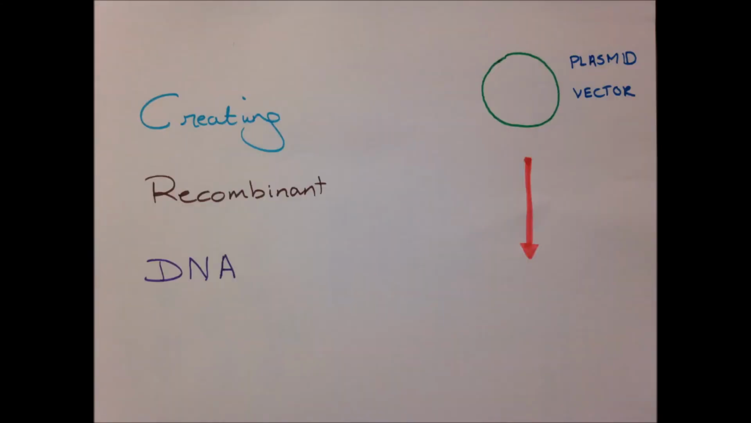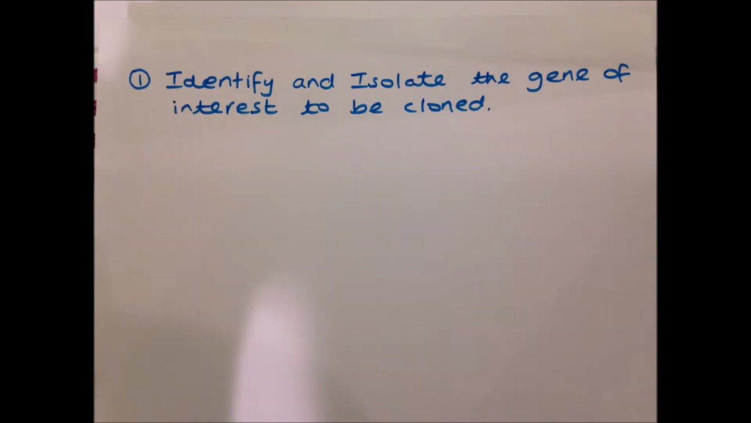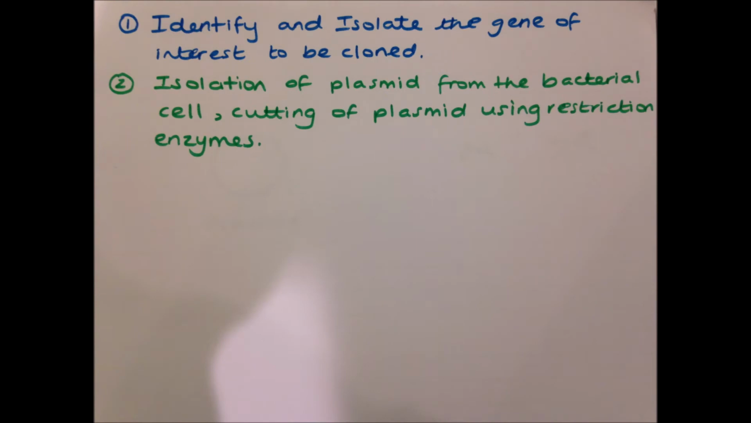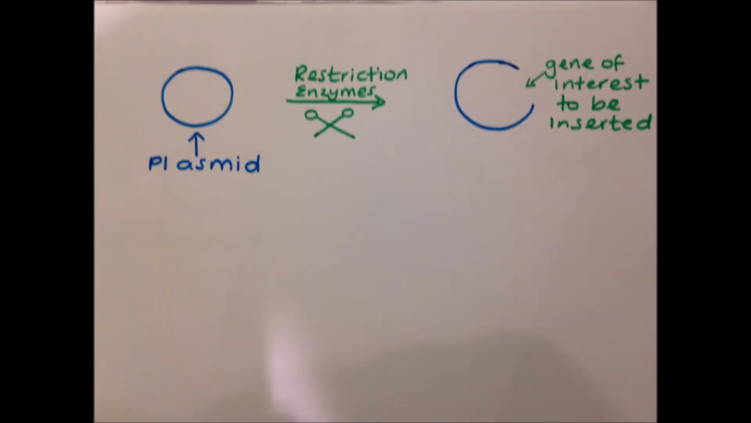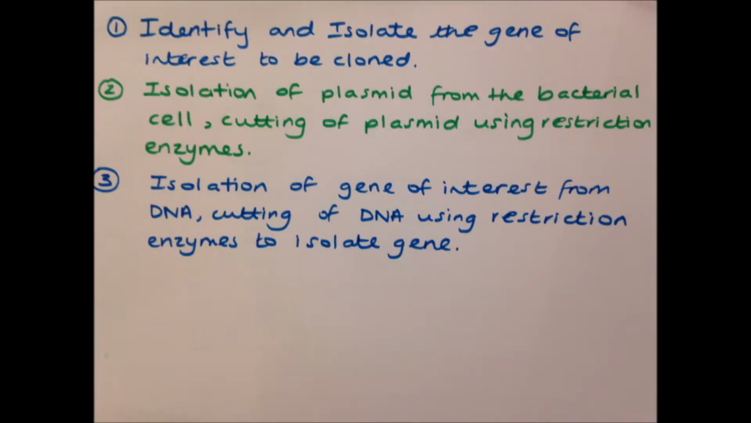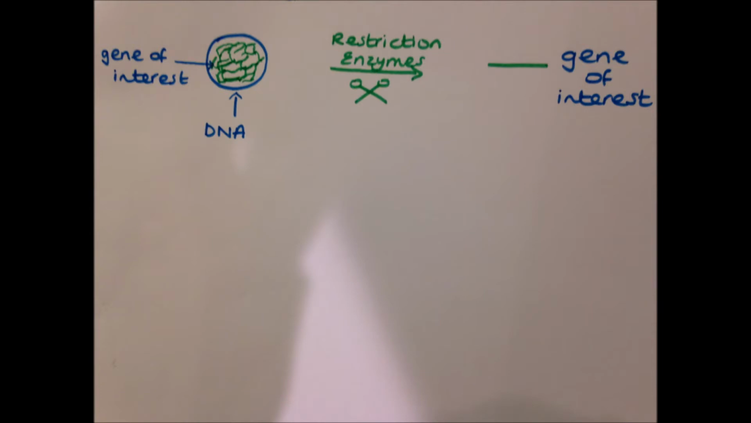So the first step in creating recombinant DNA is to identify and isolate the gene of interest to be cloned. Secondly, we isolated the plasmid from a bacterial cell, cutting it with restriction enzymes. Then, we obtained a gene of interest from DNA, cutting the DNA using restriction enzymes to isolate the gene.